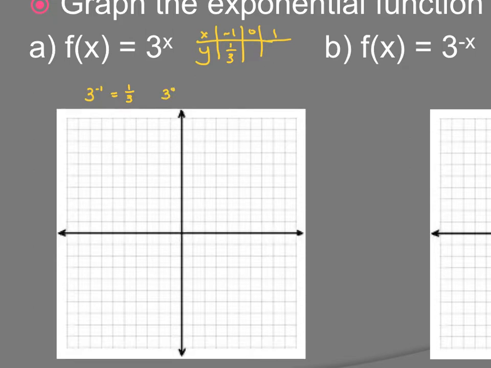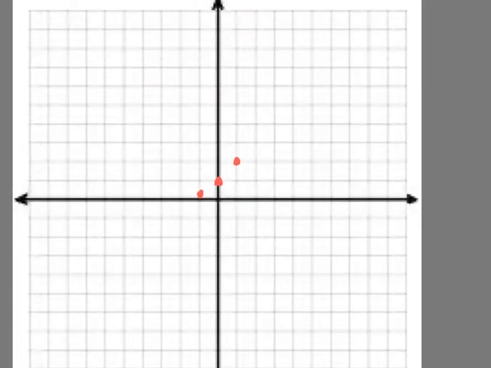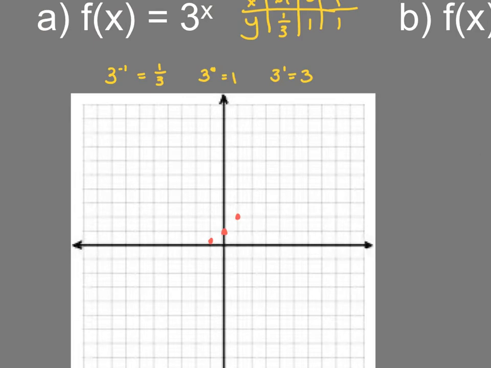What is 3 to the 0? 1. What is 3 to the first? 3. So I'm going to plot those 3 points: (-1, 1/3), (0, 1), (1, 3). Now if I had kept going, if I had plugged in 2, I would have gotten 9. I would have known it jumps a lot, okay? That's the exponential part. So I'm going to draw my curve as close to, without touching, the x-axis as I possibly can. And then it's going to increase exponentially, which makes that curve.